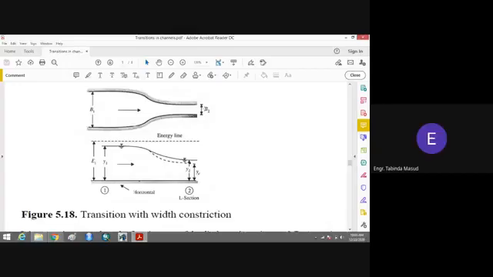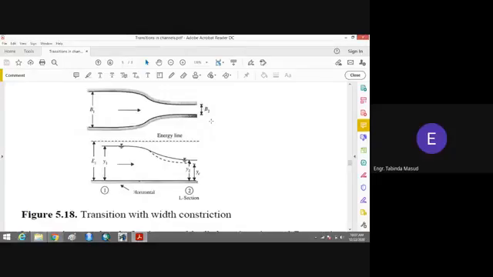This is similar to that of the diameter of the pipe. Greater the diameter, smaller the discharge, and smaller the diameter, greater the discharge or greater the velocity. So this is the same concept, that when you decrease the area of the flow, then the discharge increases.